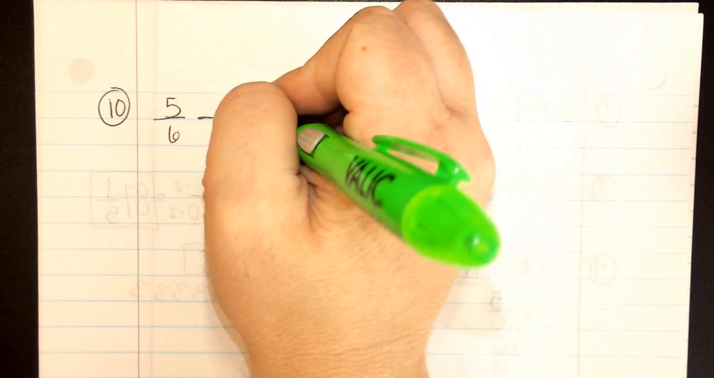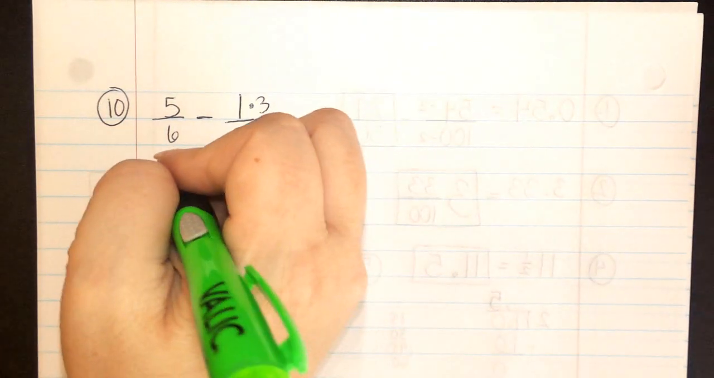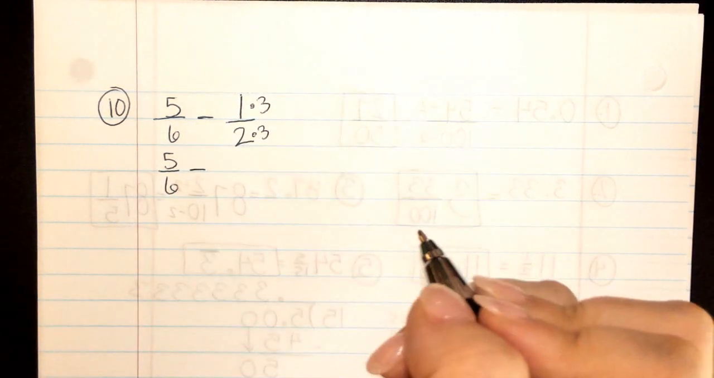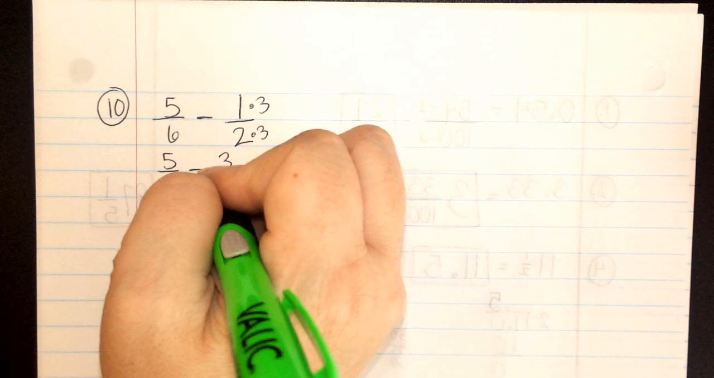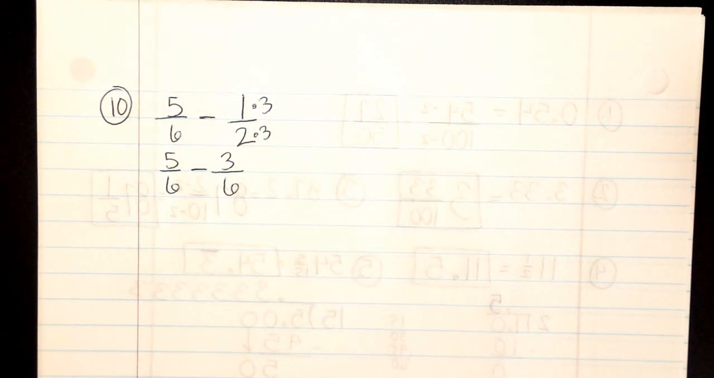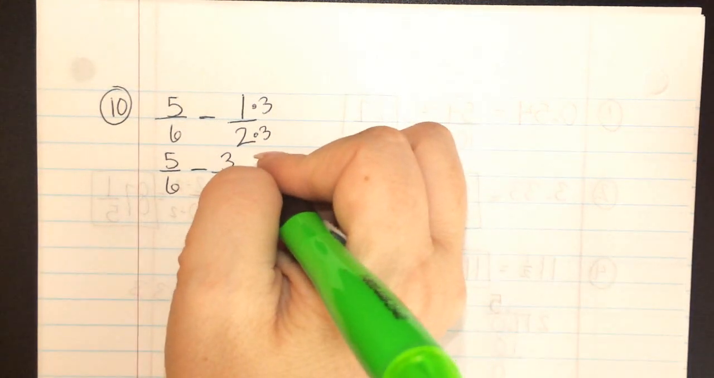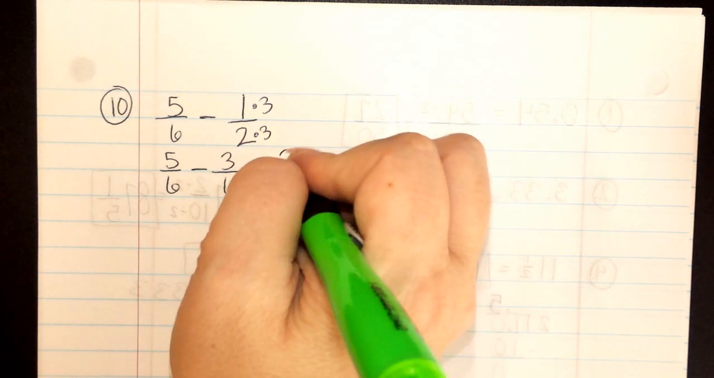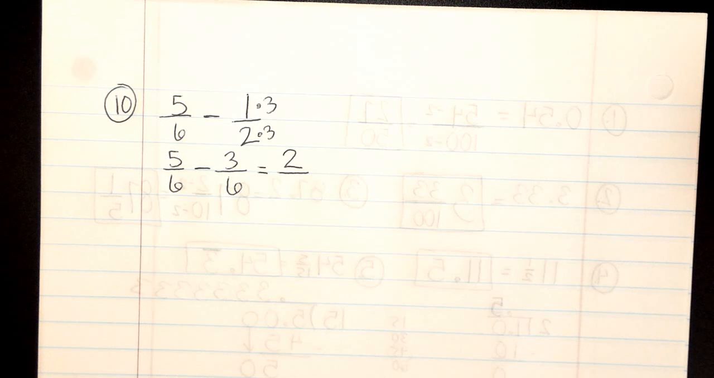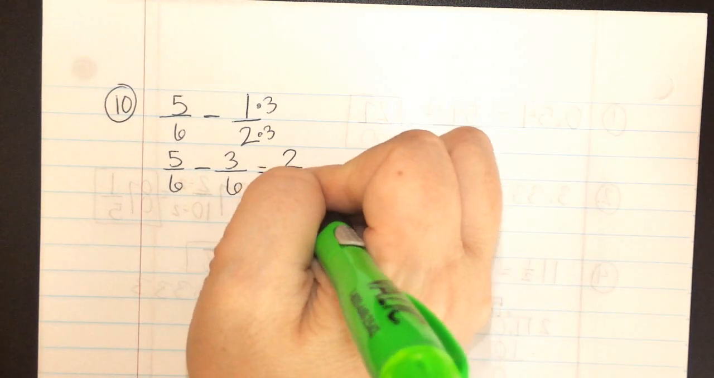Do it on top. Okay, we have to show our work here. So I'm going to leave my 5 over 6 like it is. Minus 3 times 1 is 3, and 3 times 2 is? 6. Now can I subtract these? Yes. All right. 5 minus 3 is? 2. What about 6 minus 6? Do I do that? No, we worked hard to get a match. That just stays a 6.